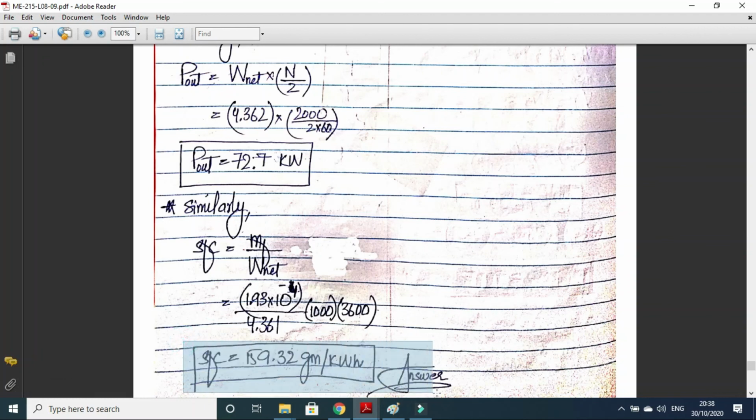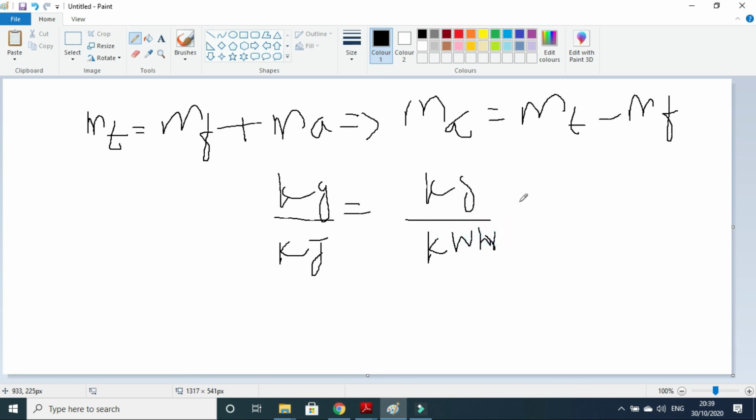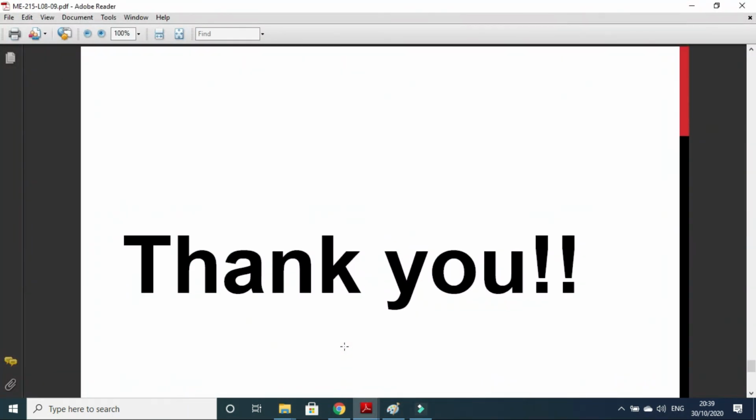Similarly, I already told you in the last class that we can convert the unit of kilogram per kilojoule into kilogram per kilowatt hour by multiplying, because we can multiply and divide by second. So kilojoule per second will be kilowatt, and we can convert second into hour by multiplying with 3600. So that's all from today's lecture.